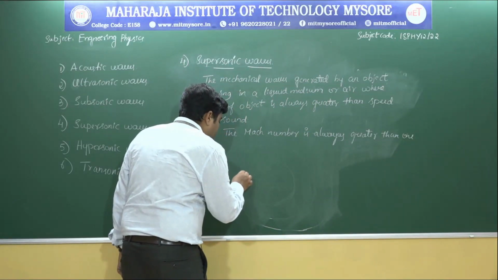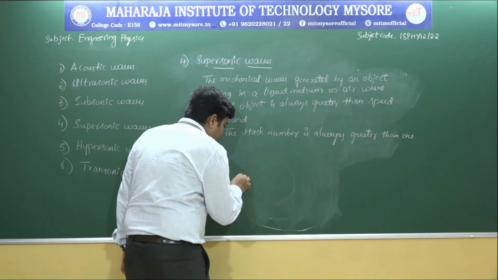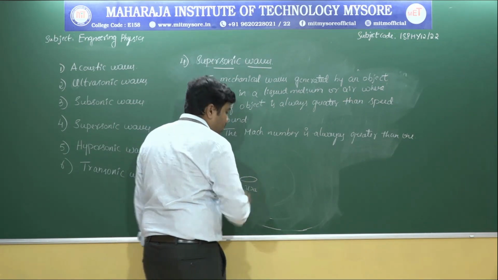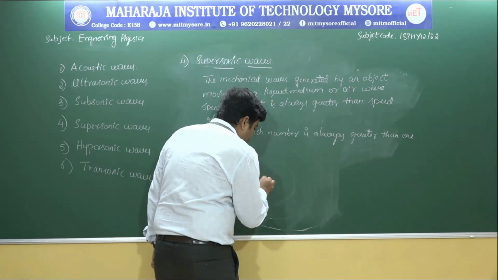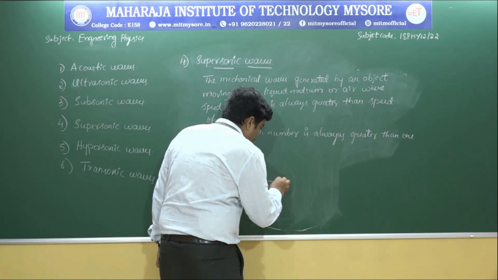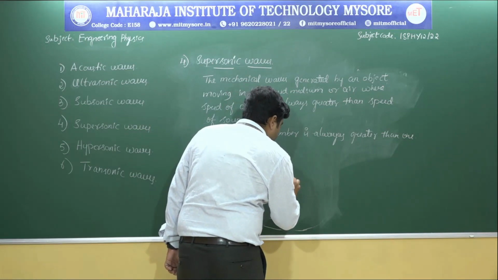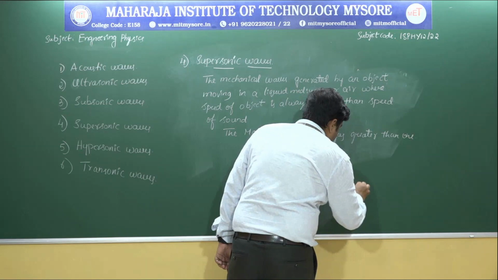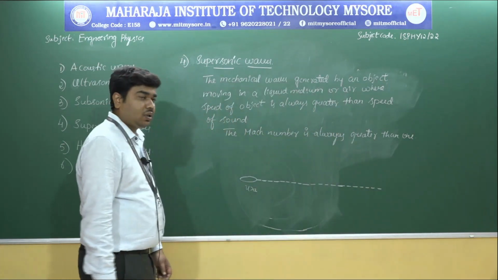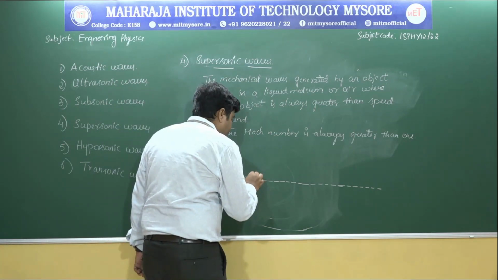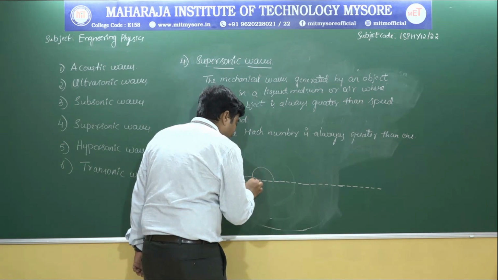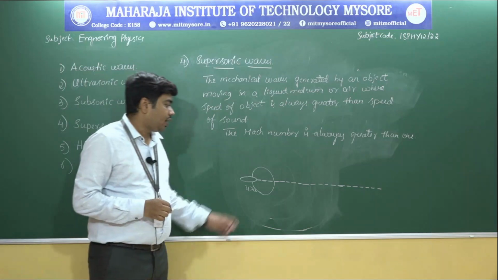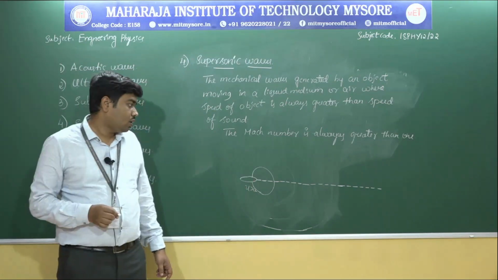So if the object is moving in a straight line, where the speed of the object is greater than the speed of the sound, then the sound waves are expanded in this manner, where you will be able to see the object first, and the expanding sound wave will be expanding in a spherical manner behind the object.